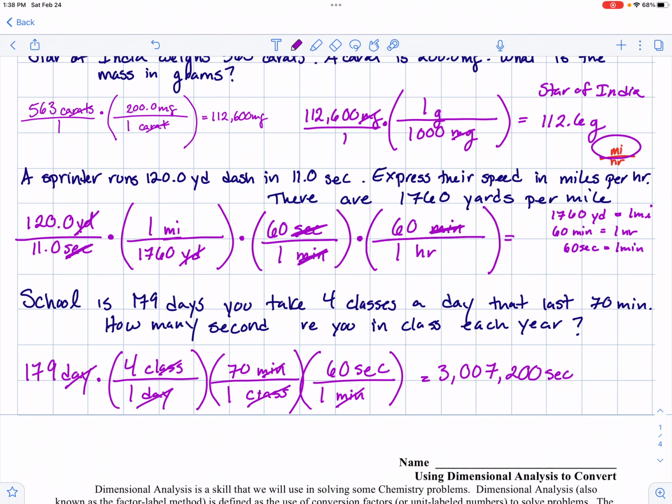So minutes cancel. Keep in mind I'm just canceling the units. Numerically, you still have to put everything into your calculator. So numerically, in my calculator, I'm going to put 120 divided by 11. Then that number times 1 divided by 1,760 times 60 divided by 1 times 60 divided by 1. When I do all of that math in my calculator in the right order, I get 22.3 miles per hour. So 22.3 miles per hour, and that's my answer.